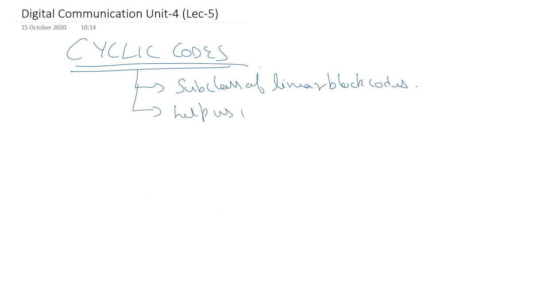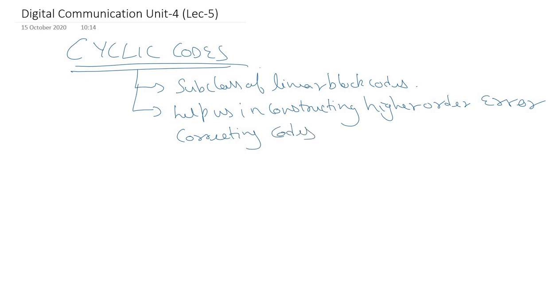This is the main advantage of using the cyclic codes. Previously, we have seen that for selecting a generator matrix, it is relatively easier if we are going for a single error correcting code. But as the order of the error correcting code increases, the selection of generator matrix becomes difficult. So to ease that constraint, we make use of the cyclic code.